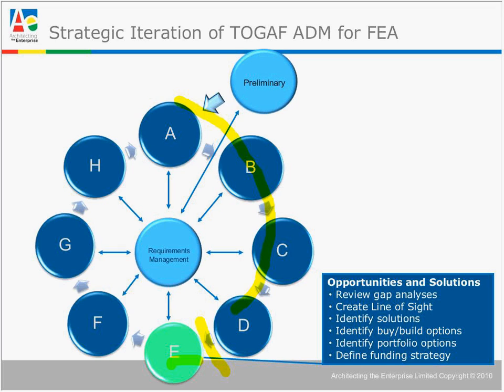Okay, so we're going to do a meta-gap analysis. We're going to create our line of sight, which you in the U.S. government know is very important, showing how you can have a direct line all the way from performance down to your technology layer. Looking at that gap analysis, they're going to say what solutions are out there to fill those gaps. Okay, and this is the point that you're going to invite your vendors in.